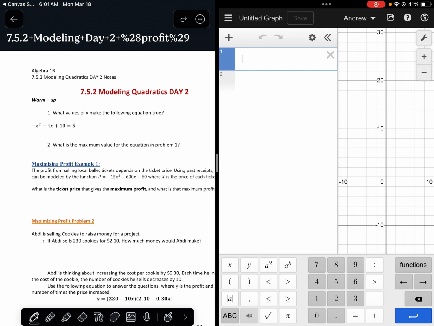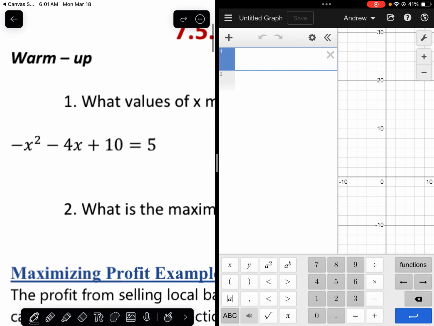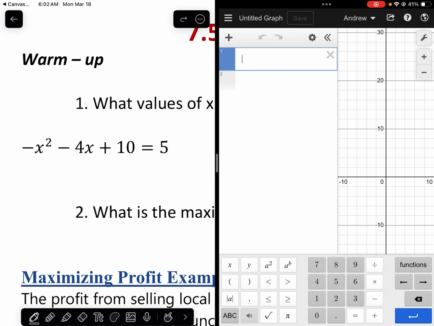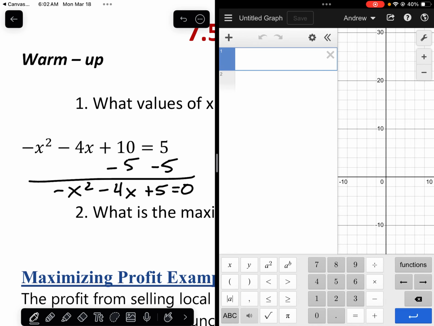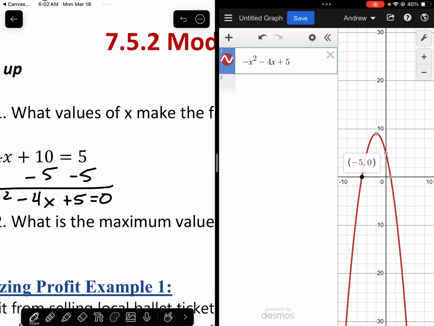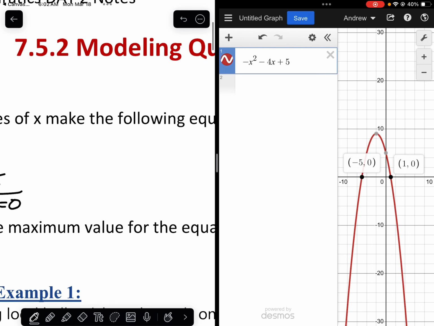Okay, so let's go through a warm-up. It says, what value of x makes the following equation true? If you recall from Friday, we did problems like this where we're looking at a quadratic to see what the solutions are. Before we can do this quadratic, we have to make sure that it is set equal to 0. So we're going to subtract 5 from both sides. That's going to give you negative x squared minus 4x plus 5 equals 0. Now we can go ahead and plug this in. And you can see that the values of x that make this true are both negative 5 and 1. So our solutions here are negative 5 and 1.